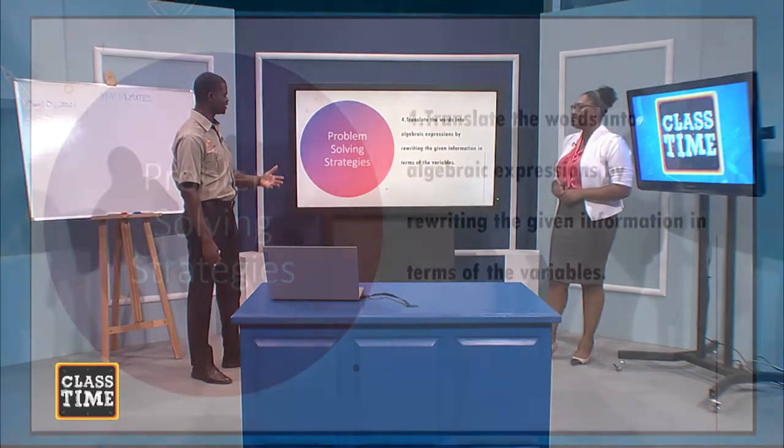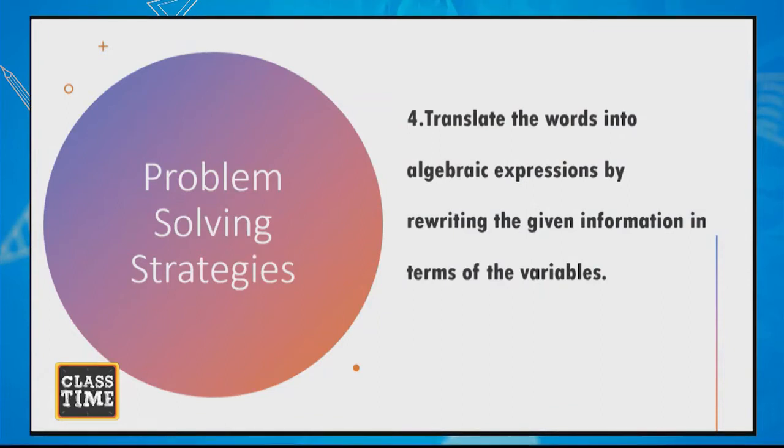So again, we can translate the words into algebraic expressions by rewriting the given information in terms of the variables. Then step 5, set up a system of equations if needed, right? All right, so we set up a system of equations.